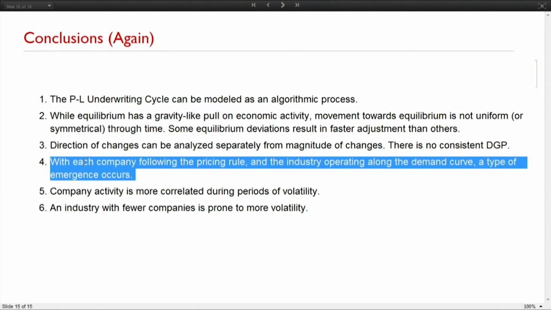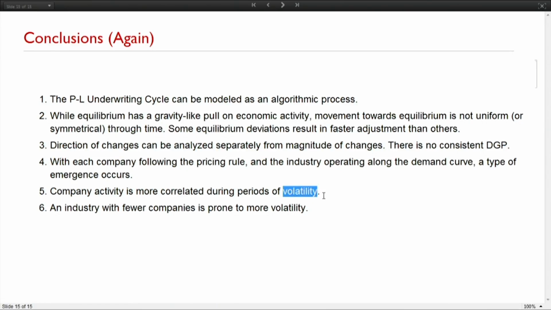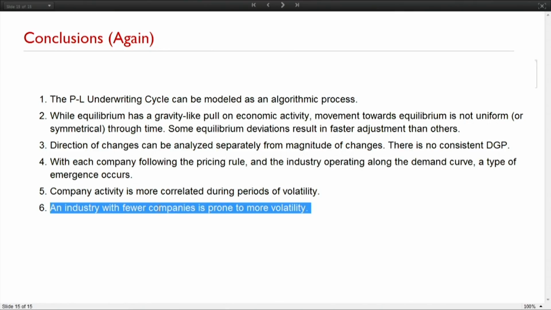Each company following the price rule, industries operating along the demand curve, a type of emergence occurs. Company activity is more correlated during periods of volatility. We all kind of learned that in the financial crisis of 2008. Everybody started doing the same thing. And an industry with fewer companies prone to more volatility, less competitive. That's a kind of a standard economic conclusion as well.